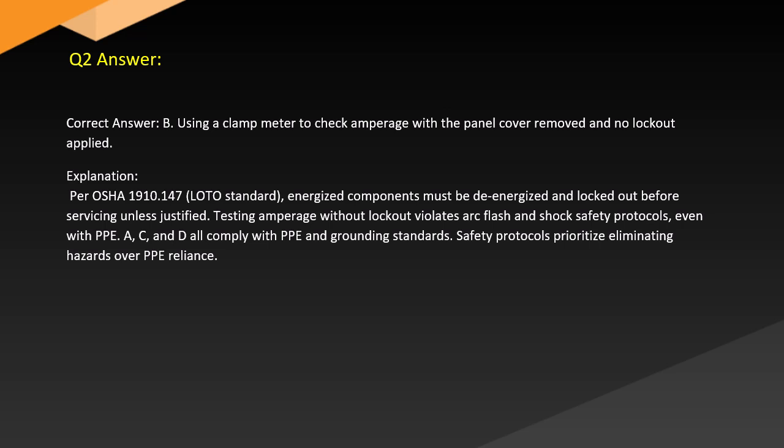Answer. Correct answer: B. Using a clamp meter to check amperage with the panel cover removed and no lockout applied. Explanation. Per OSHA 1910.147, the LOTO standard, energized components must be de-energized and locked out before servicing unless justified. Testing amperage without lockout violates NFPA 70E arc flash and shock safety protocols, even with PPE. A, C, and D all comply with PPE and grounding standards. Safety protocols prioritize eliminating hazards over PPE reliance.